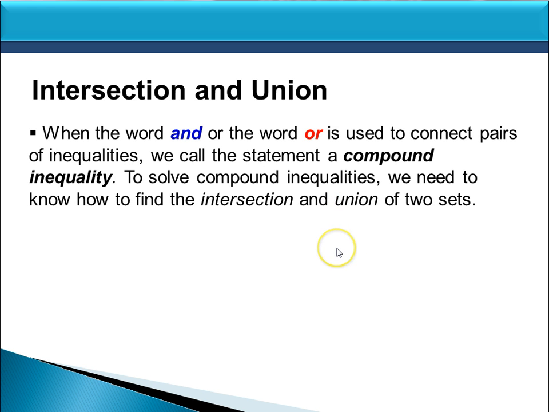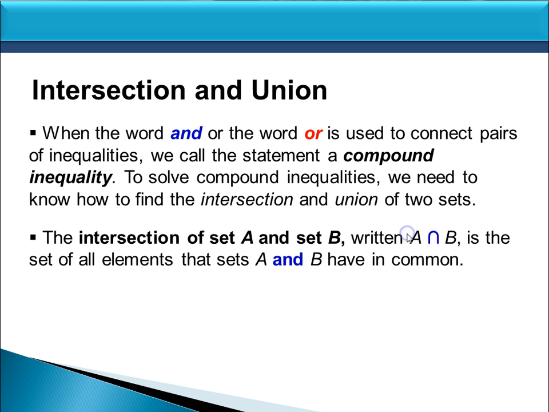When the word "and" or the word "or" is used to connect pairs of inequalities, we call the statement a compound inequality. To solve compound inequalities, we need to know how to find the intersection and union of two sets.